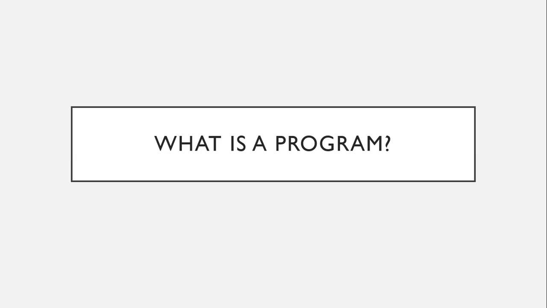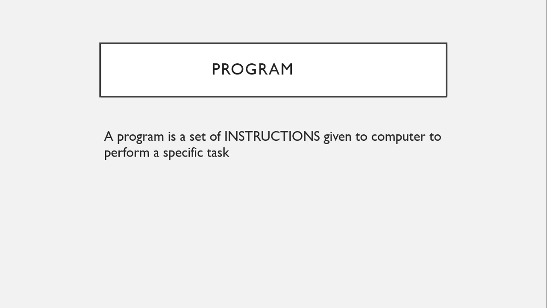We will be writing a lot of programs in this course, but first, we should know what a program actually is. So, a program is a set of instructions which we give to a computer to perform a specific task. For example, if we want to add two numbers, then we will be giving some instructions which will direct the computer to add two numbers.